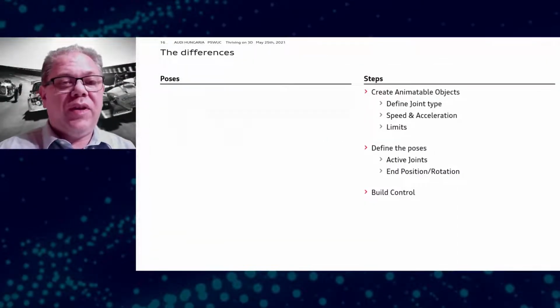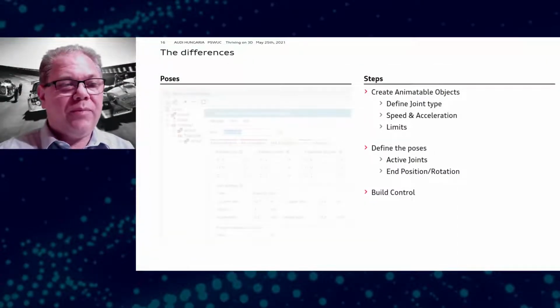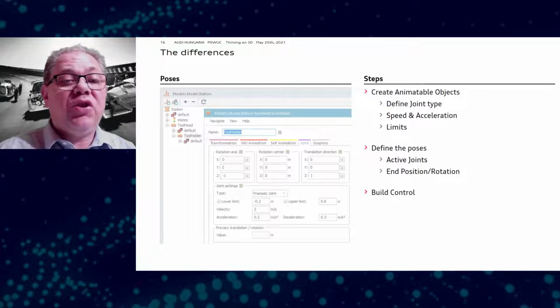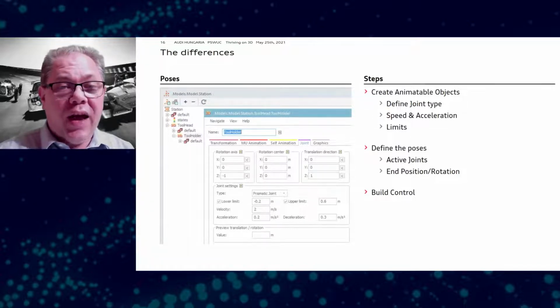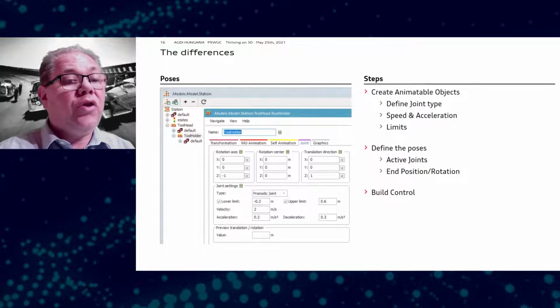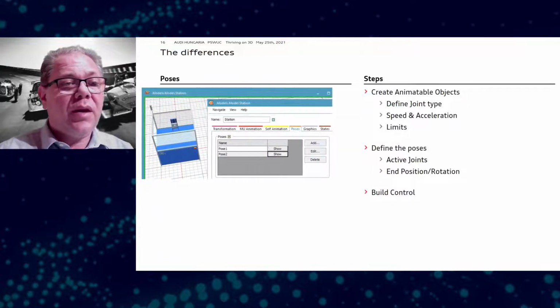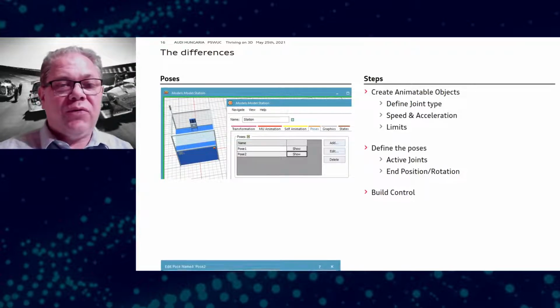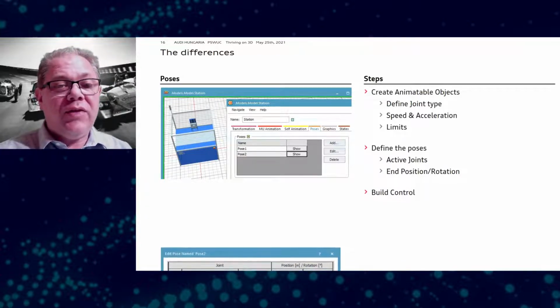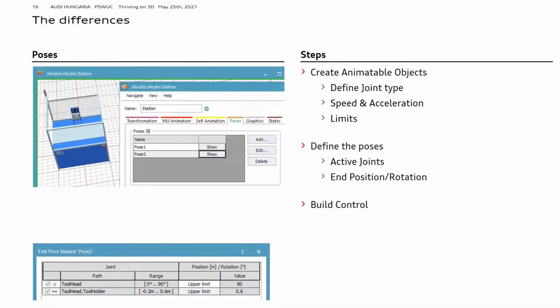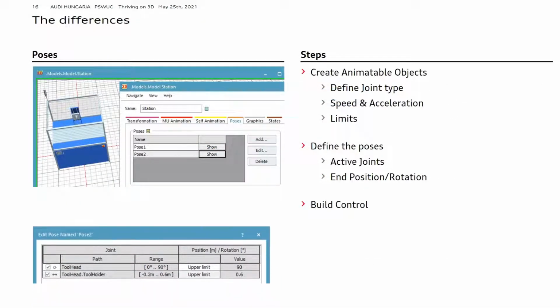Creating poses is done in the following way. Obligatory, creating an animatable object or objects, defining the joint and joint types on these newly created objects. On the main object or frame, defining the poses, defining the active joints, their endpoints, and the time to reach them. And last but not least, the overall control.